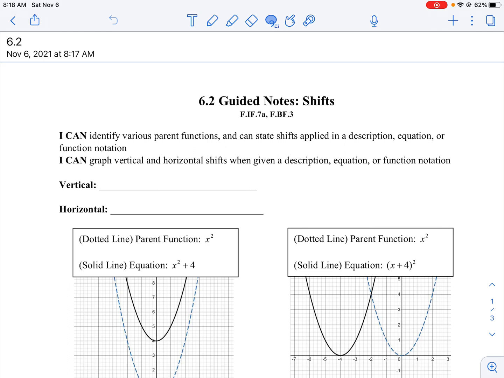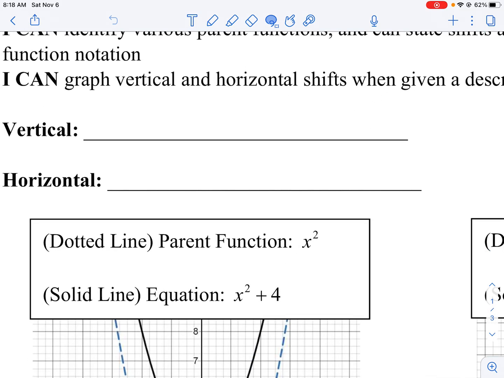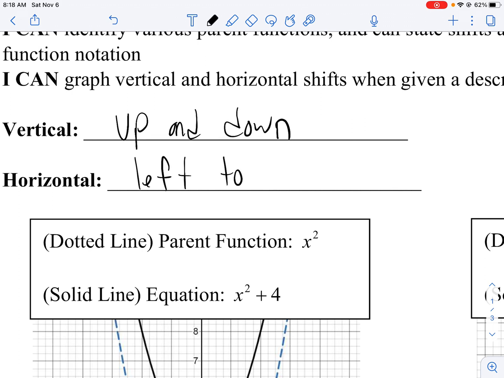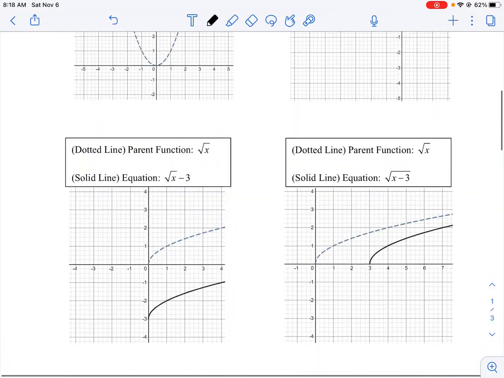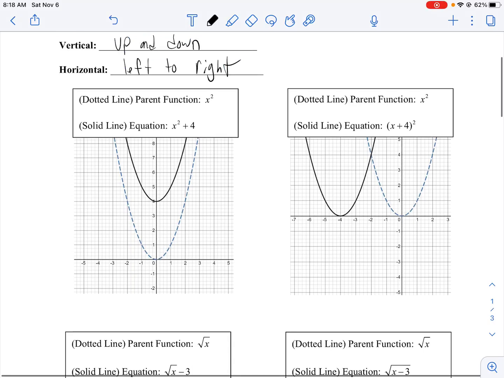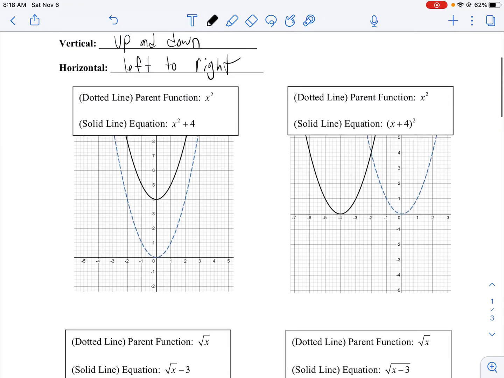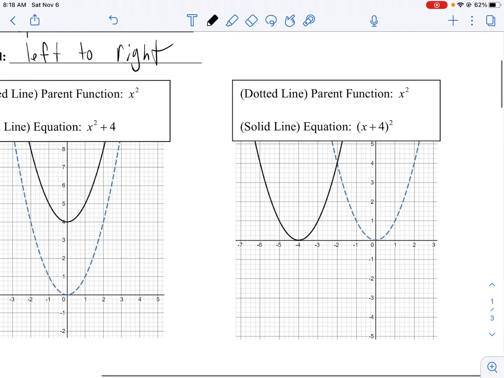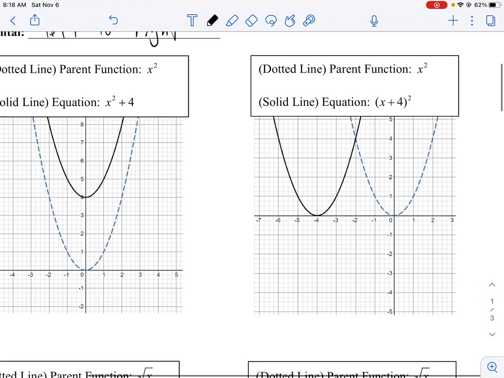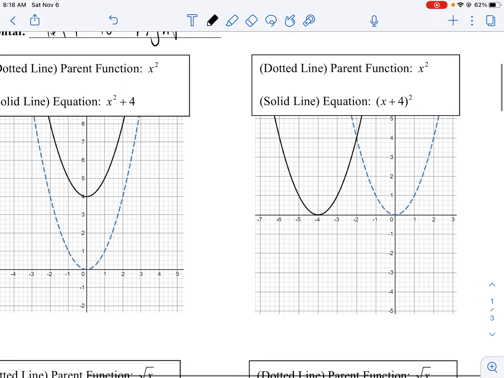Okay? So, just a reminder, vertical, that is the up and down. Alright, the horizontal is the left to right. Okay, so this first page, I have 4 graphs, right? And these graphs are different shifts that have been applied to parent functions. Alright, now the parent function on these first 2 graphs are both x squared, right? And that's going to be that blue dotted line. So that is just the parent function itself.